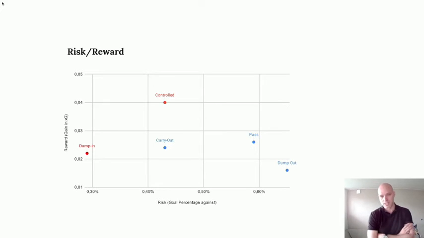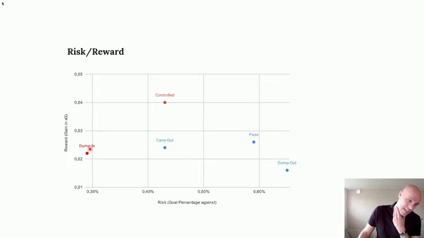Figures are from the Swiss league, so it's not a perfect data set, but we have in red the entry plays, and in blue we have the exit plays. And we can see on a risk scale, we have the goal percentage against, and on a reward scale, we have gaining xG by doing a play. By the entries, it's quite what we would expect, I would say. Dump-in has the lowest risk, but control gains almost double the xG.